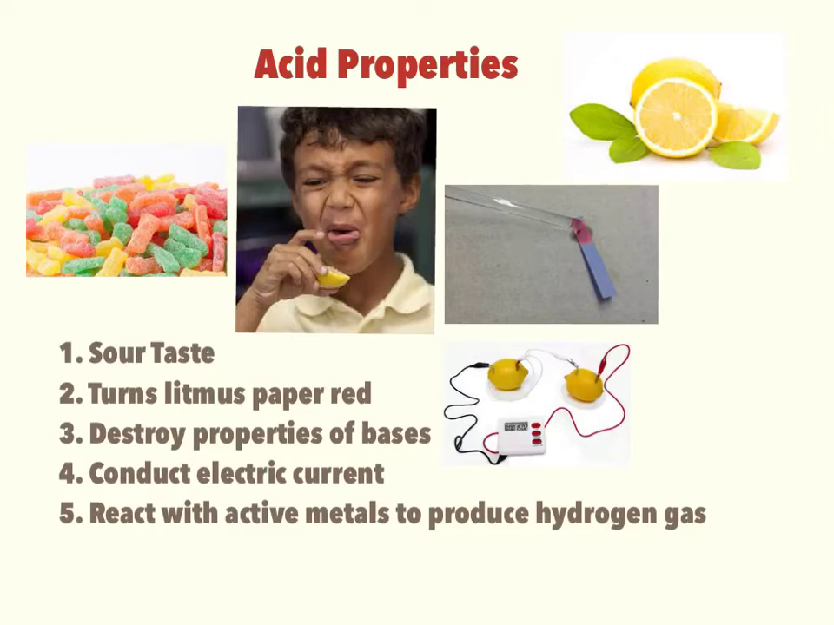They turn litmus paper red. This is litmus paper right here. Litmus paper is a vegetable dye, and that's why it is that blue color. And then when you touch it with an acid, it will turn it red, and that's an easy test that we could do for acids.